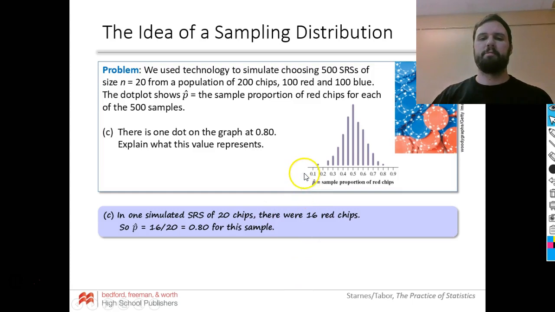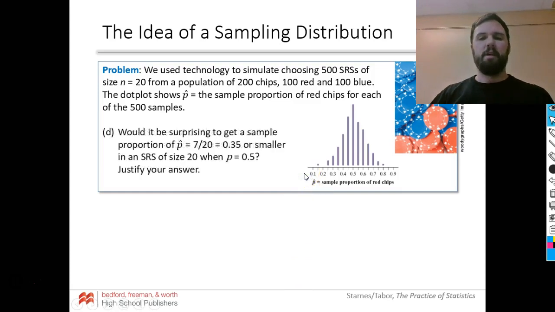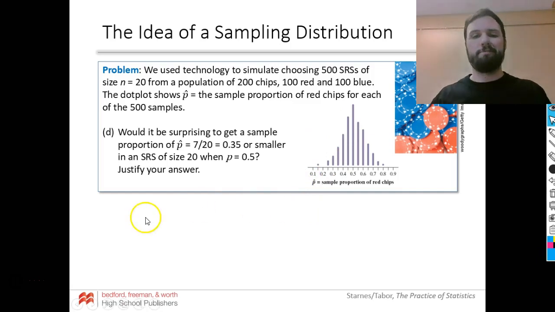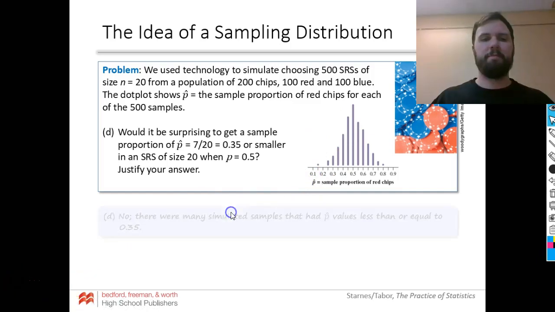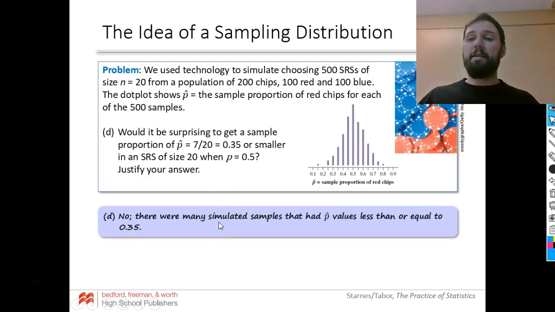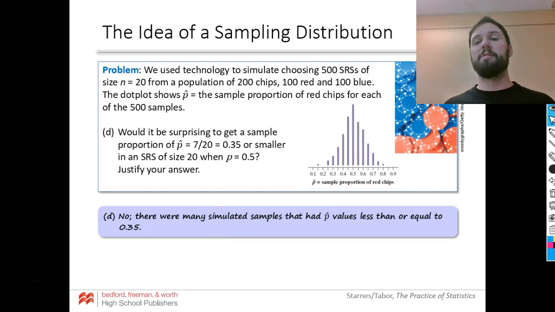Now when we look at Jenna's pull, the 7, that'd be 0.35. When I look at 0.35, there's a large number of 0.35 and lower that happen by chance. So, could be legit. So no, Mrs. Lynn's probably not a liar. There's many simulated samples where p-hat was less than or equal to 0.35. It could have happened by chance. 5% rule: if it's less than 5%, probably a liar.